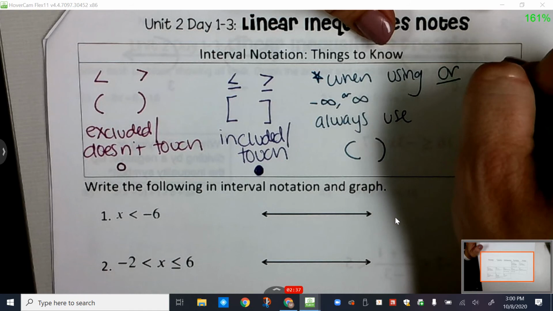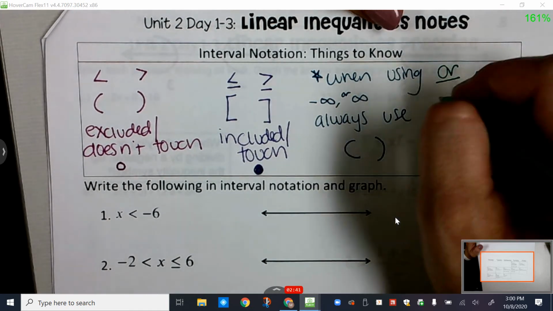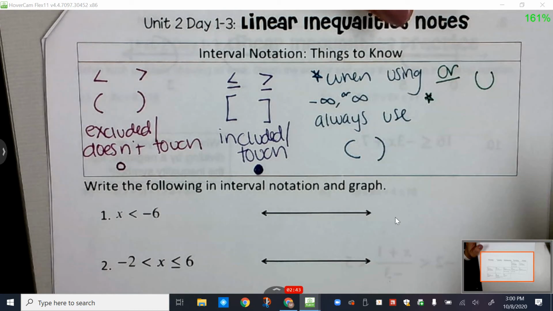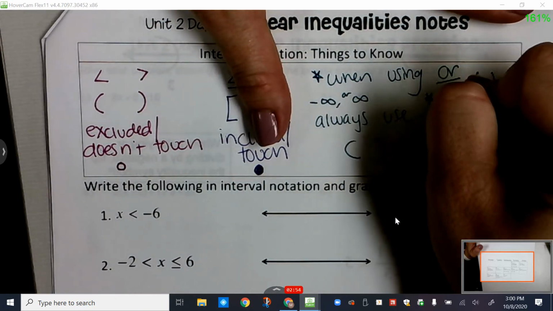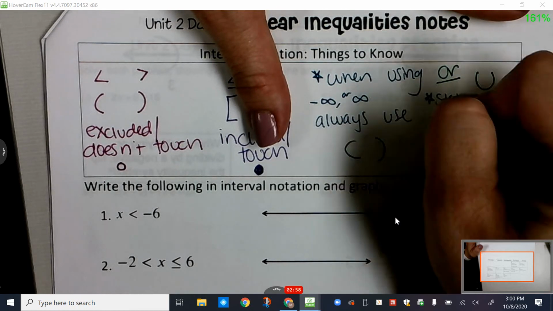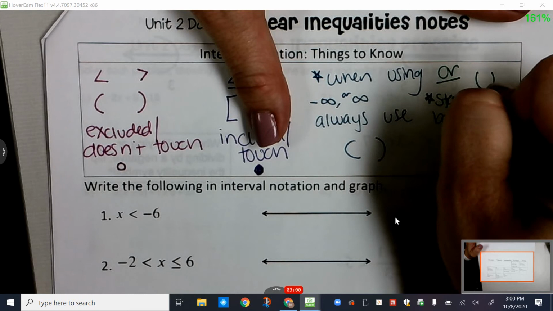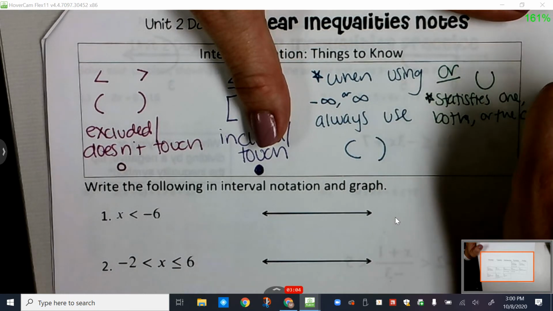You're going to use the big U for union. Think about it, if I say you can do this homework or go to the football game, you don't have to do both. You can do both, but you don't have to. So when I see or, it satisfies one, both, or the other.